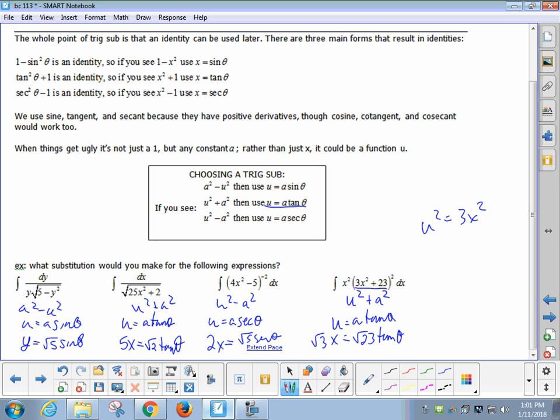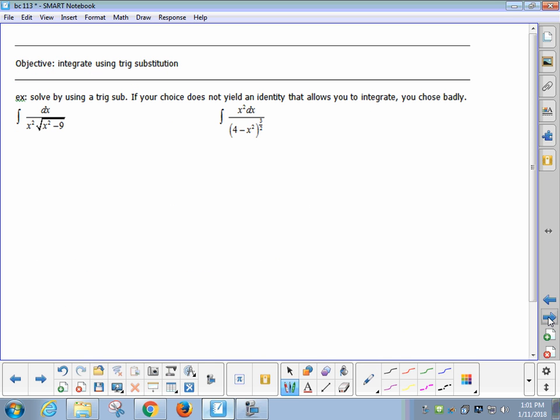Okay. Now, if you were a little off, don't worry, because your next step will catch any mistake. You won't get a good identity if you chose badly. So now let's practice going the whole way. Yesterday we talked about how to do a trig sub when told what to do. Now you're going to figure it out yourself. We'll do one together and you'll try the next one on your own.